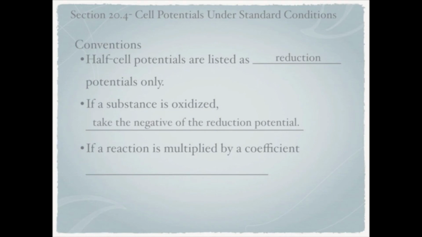And the last piece of information is that if a reaction is multiplied by a coefficient, we do not multiply the cell potential. Remember when we were calculating our equilibrium constants over the summer and during first year chemistry, we always raised the equilibrium constant to whatever value we multiplied the entire reaction by. So if you multiplied a reaction by 2, you would raise it to the second power. In this case, you do not raise the cell potential to anything. The only thing you do to the cell potential is make it negative if you flip the reaction.